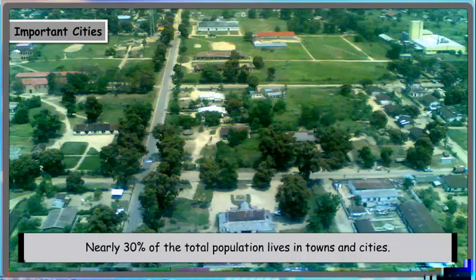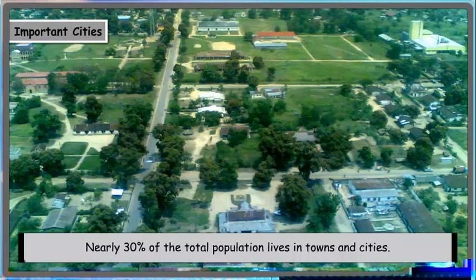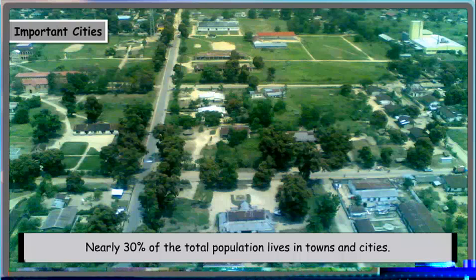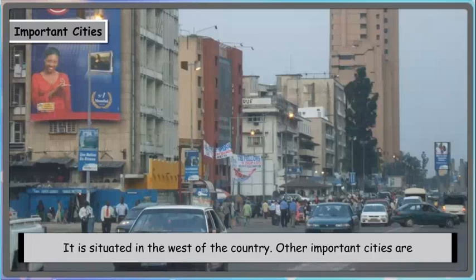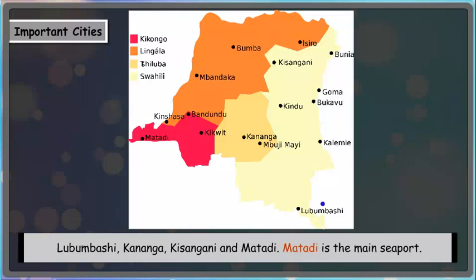Important cities. Nearly 30% of the total population lives in towns and cities. Kinshasa, the capital of the Democratic Republic of the Congo, is the largest city. It is situated in the west of the country. Other important cities are Lubumbashi, Kanaga, Kisangani, and Matadi. Matadi is the main seaport.